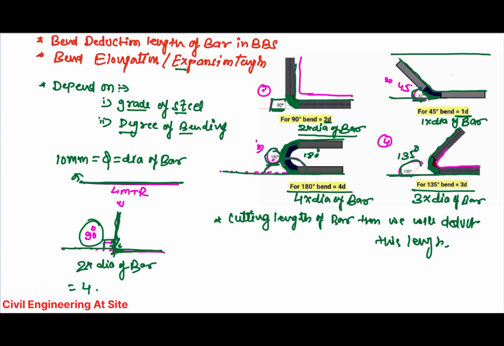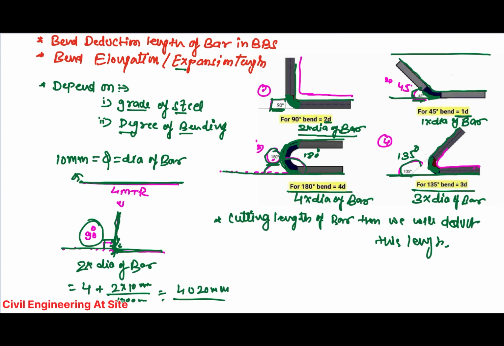So the total length will be 4 plus 2 into 10 divided by 1000. This 4 is in meter and the bar dia is in mm, so you will convert it to meter by dividing by 1000. So the maximum length will become 4020 mm. This is the total length.